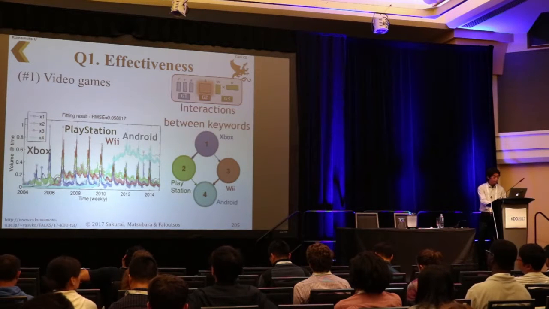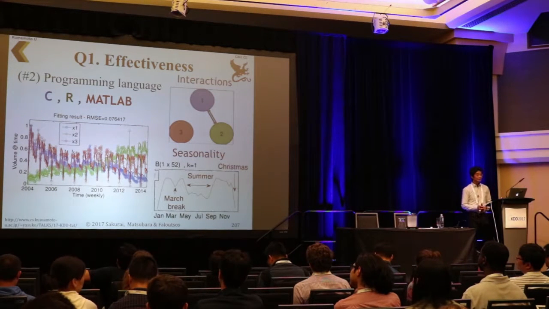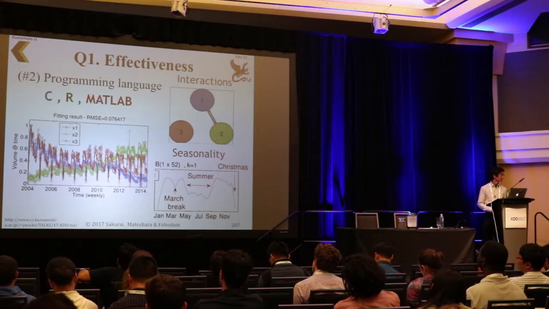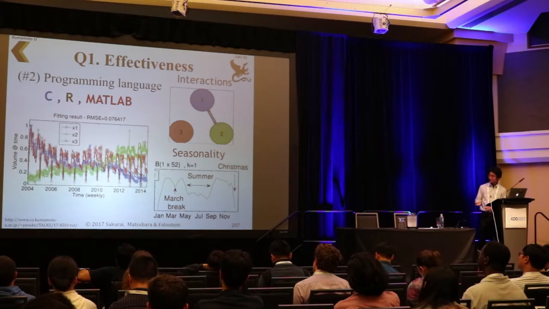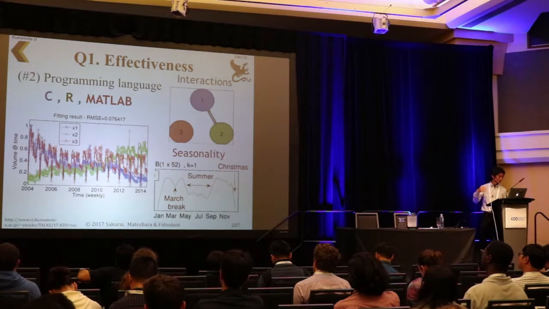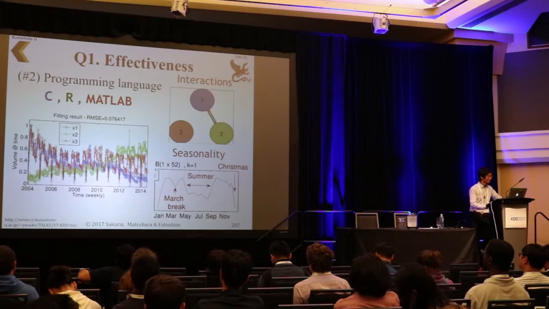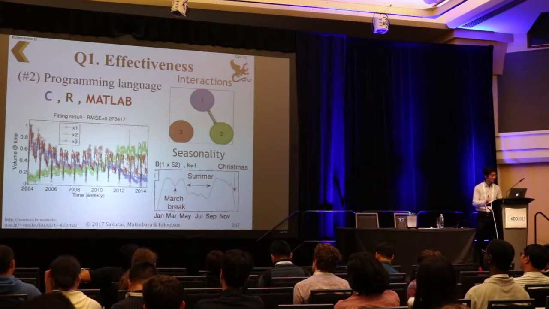So we can see the interaction between keywords and seasonality. Another example, programming languages C, R, MATLAB. If we use our method, we can see the interaction between C and R, but MATLAB does not have any competition. And also we can extract the seasonal pattern like this. During the summer, activity of programming languages greatly decreases because students forget about programming. That's why the activity is very low during the summer. And the same happens at Christmas, New Year, and March breaks.